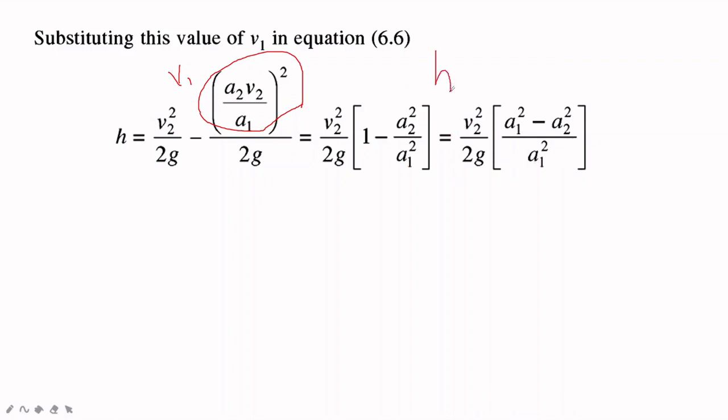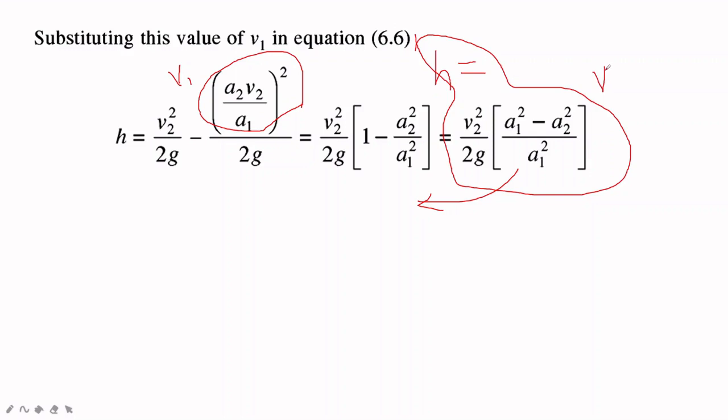So from h, v2 square by 2g minus v1 square by 2g, now this h is equal to v2 square by 2g divided by a1 square minus a2 square divided by a1 square. Correct? So now I'll take this term, this h is equal to, I'll transfer all this to this side and I'll find the term v2.